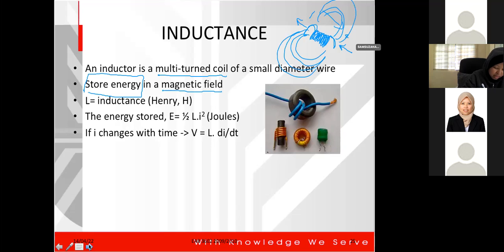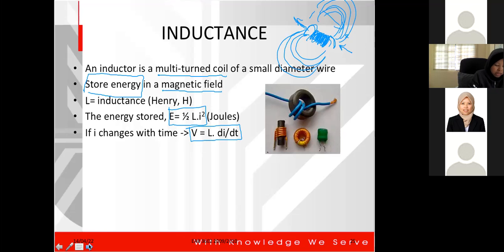Electromagnetic flux. Dia akan jadi macam magnet. So magnet ni dia akan store energy kat dalam. So dia akan store energy, electrical energy, dia akan di-store di dalam inductor tu. Okay, the energy stored can be calculated using this equation. If I changes with time, voltage akan berubah dengan masa jugalah, L di/dt.